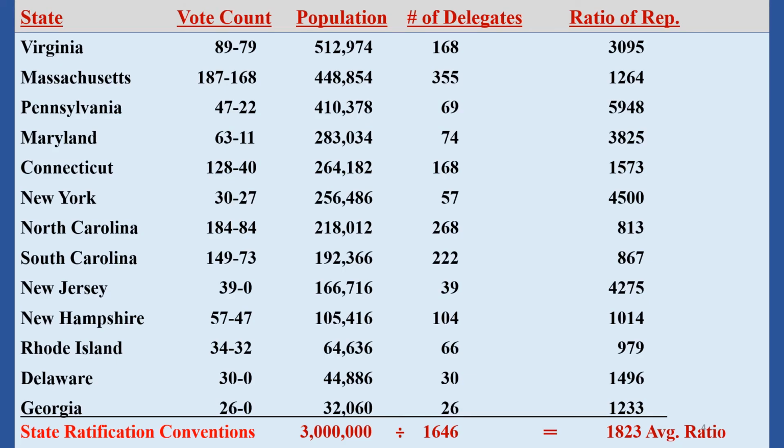Here are the numbers of delegates going to the state ratification conventions from 1787 through 1791. The population of the country was estimated at 3 million at that time. We're using that total number for the population. You divide that by the total number of state delegates, which I've calculated to be 1,646. That mostly comes out of Eliot's debates. We get an average ratio of representation for the state ratification conventions that approved the United States Constitution of 1,823.